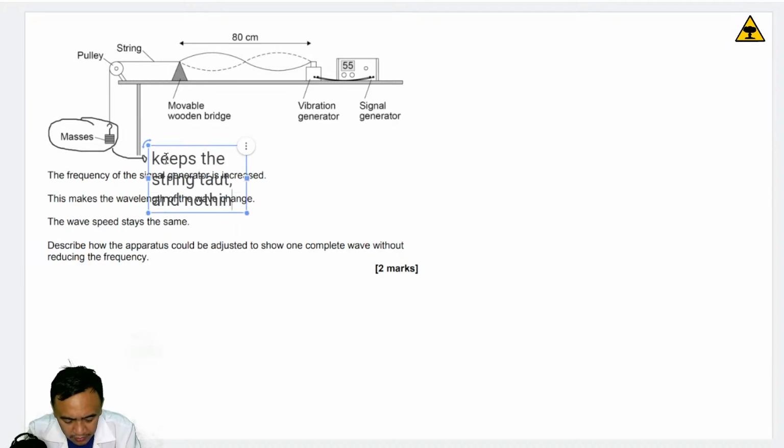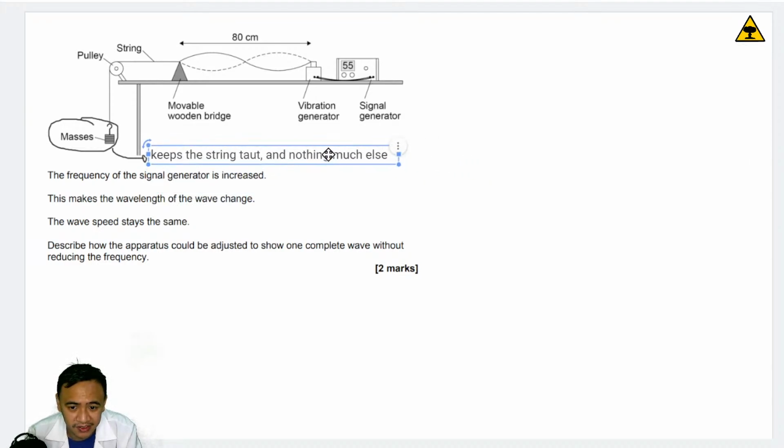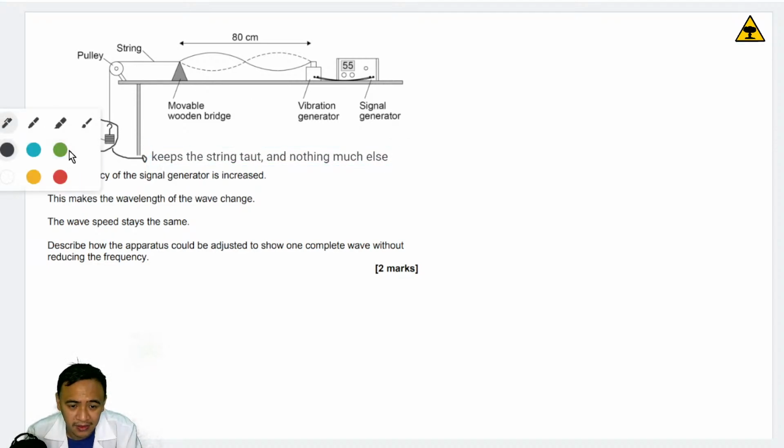And nothing much else. Okay, so the answer here doesn't rely on the masses. I'll give you a hint just to make it a bit easier. Remember that the wavelength will change, right? So in this case it's increased.